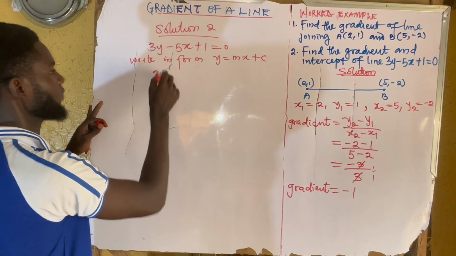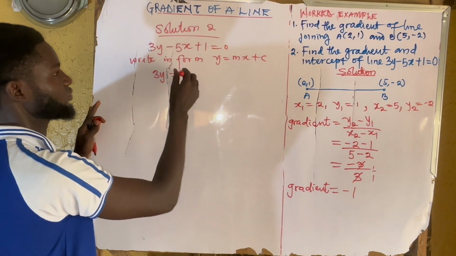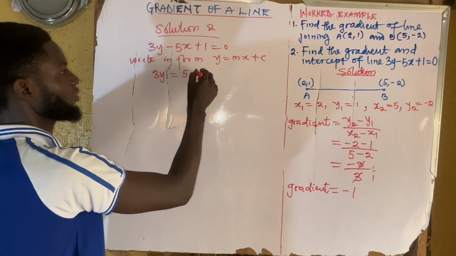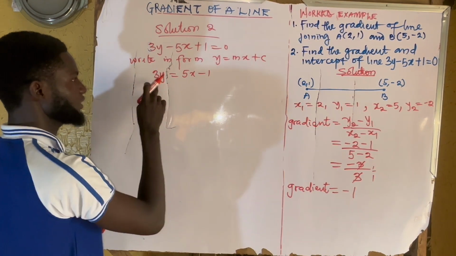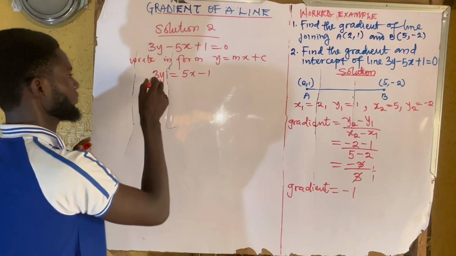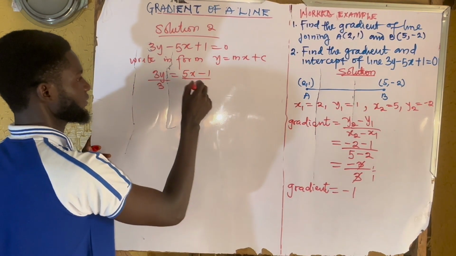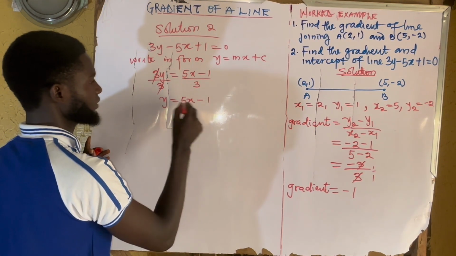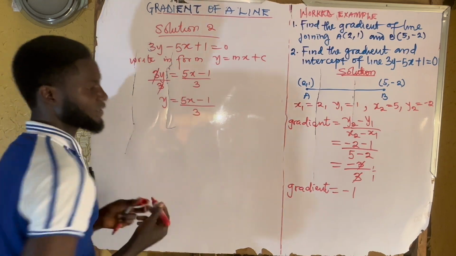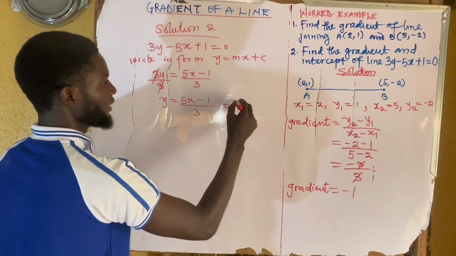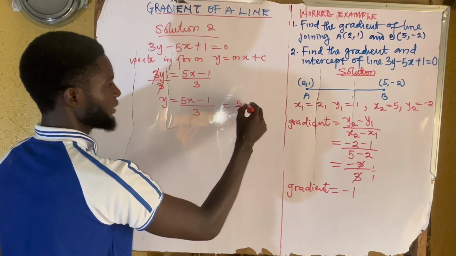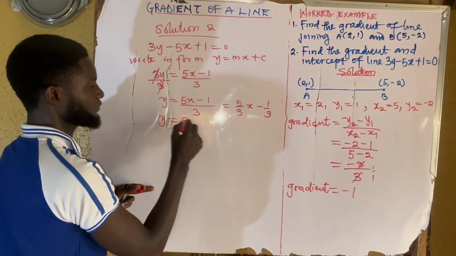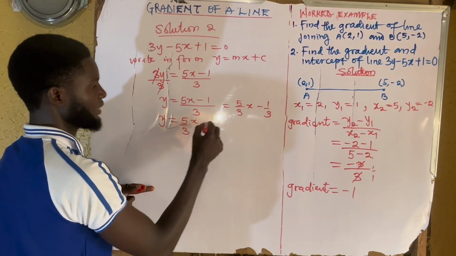So we have 3y equals, we take minus 5x to the other side and it becomes plus 5x, and we take plus 1 to the other side and it becomes minus 1. We need y, so we divide both sides by 3. So we are left with y equals (5x minus 1) divided by 3. This fraction we can split into 2 to have 5 over 3 x minus 1 over 3. So y equals 5x divided by 3 minus 1 over 3.